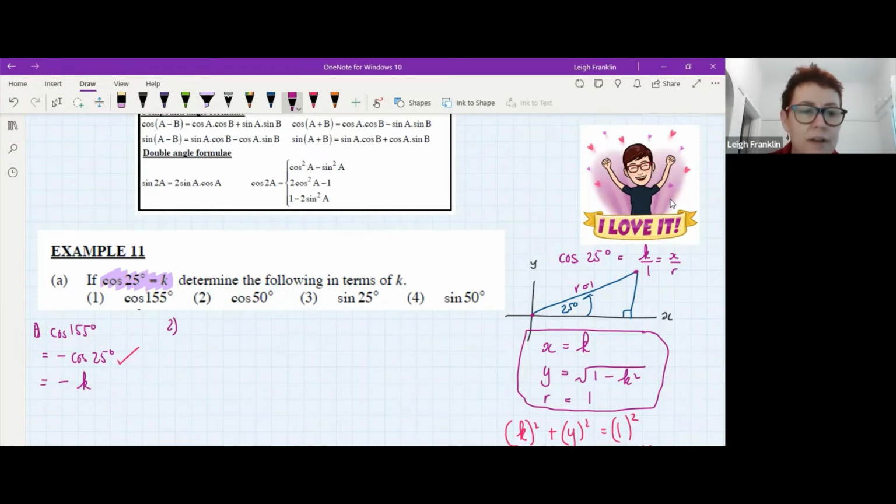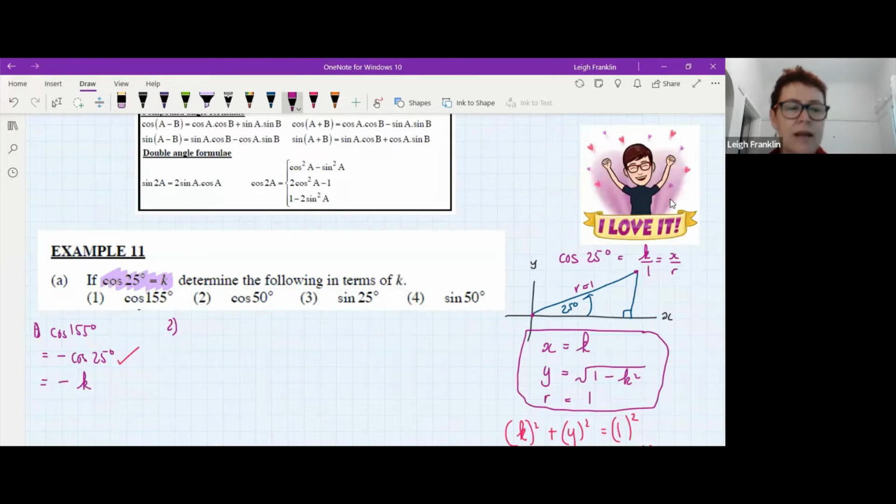Cool, now we're going to look at the next one. All right, now that's 50. So what is the relationship between 50 and 25? How is 50 related to 25? It's double, ma'am. It's double, absolutely. So this is a double angle.